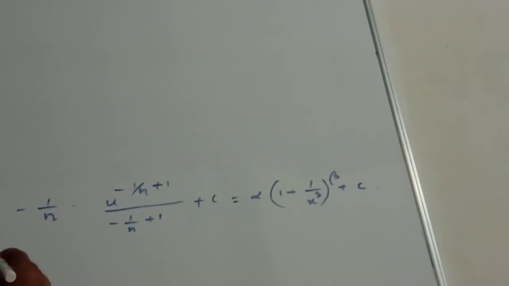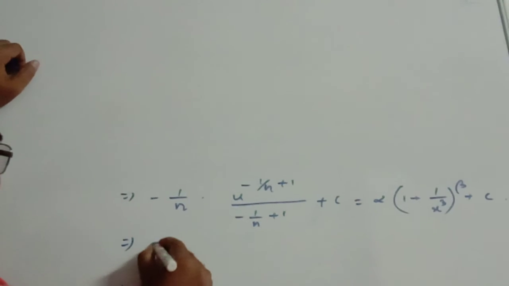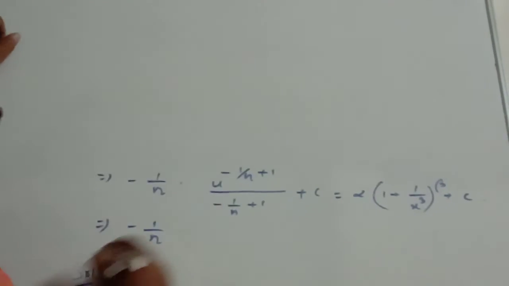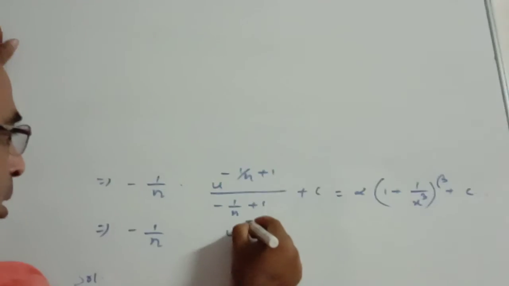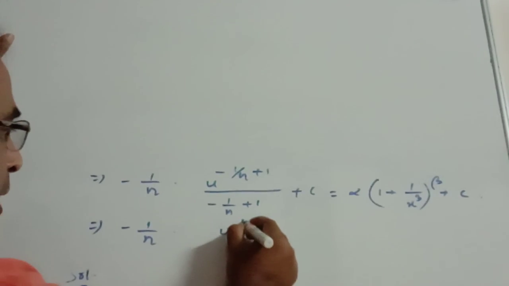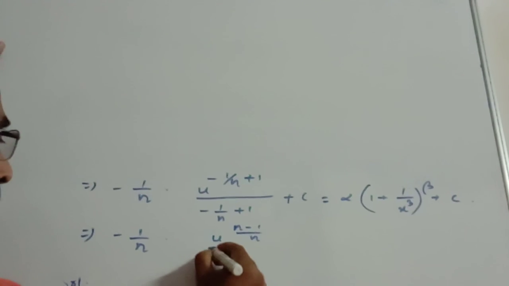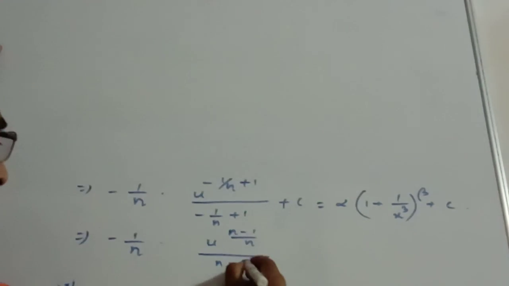Okay, so minus 1 by n into u to the power minus 1 by n plus 1, divided by minus 1 by n plus 1.